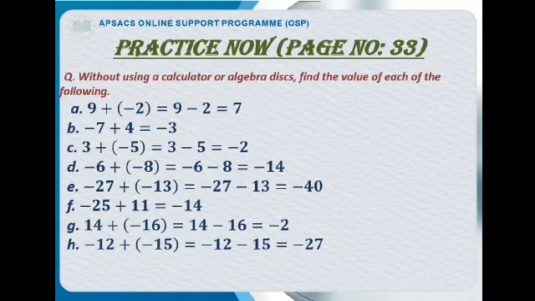So next, part E, minus 27 plus minus 13, so we will get minus 40. Minus 25 plus 11, so we will get minus 14. 14 plus minus 16, so we will get 14 minus 16, so the final answer is minus 2. Last part, minus 12 plus minus 15: minus 12 is written the same over here, but this plus minus is minus, so minus 12 minus 15, that is minus 27.